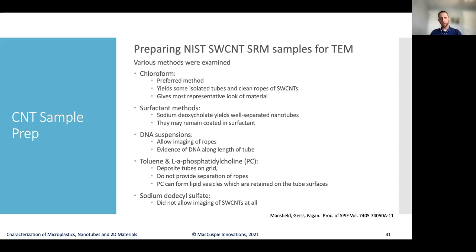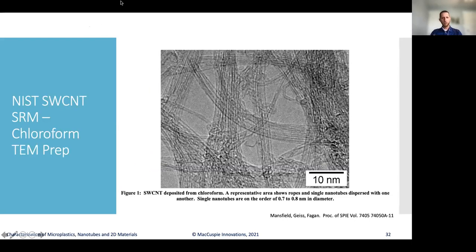So they looked at ranges of solvents and dispersion methods, from chloroform, which they found to be the preferred method, yielding some isolated tubes and clean ropes, and giving the most representative look of the material. They also looked at some various surfactant methods, at DNA suspensions, at toluene and phosphatidylcholine, and sodium dodecyl sulfate. We'll go ahead and look at some of these.